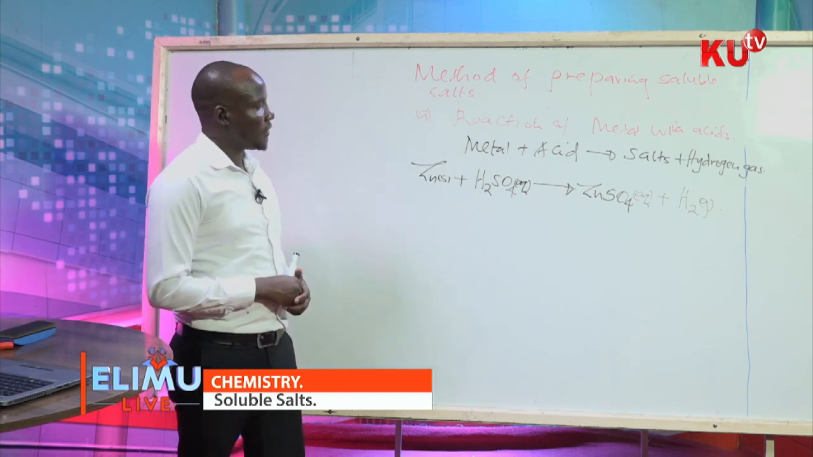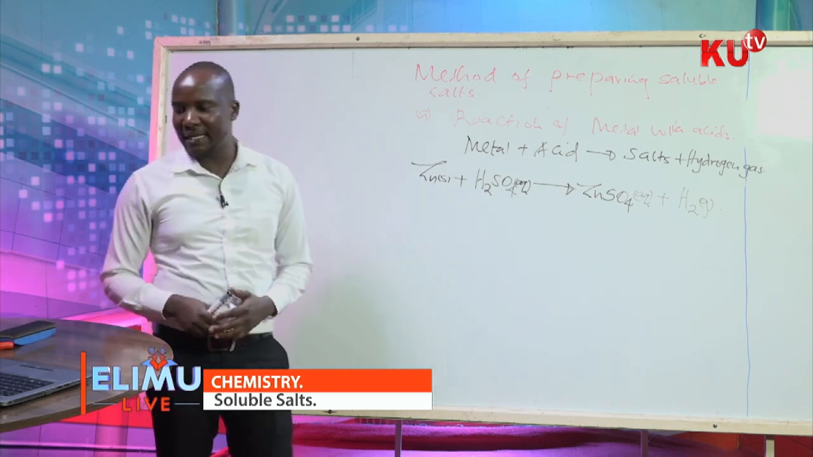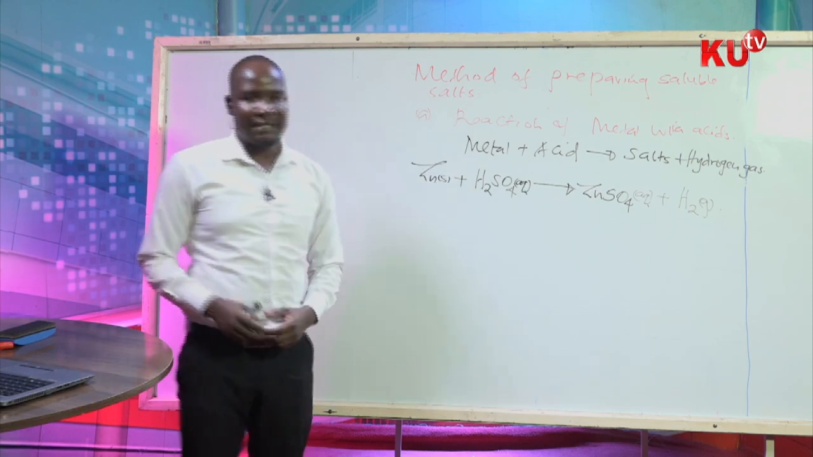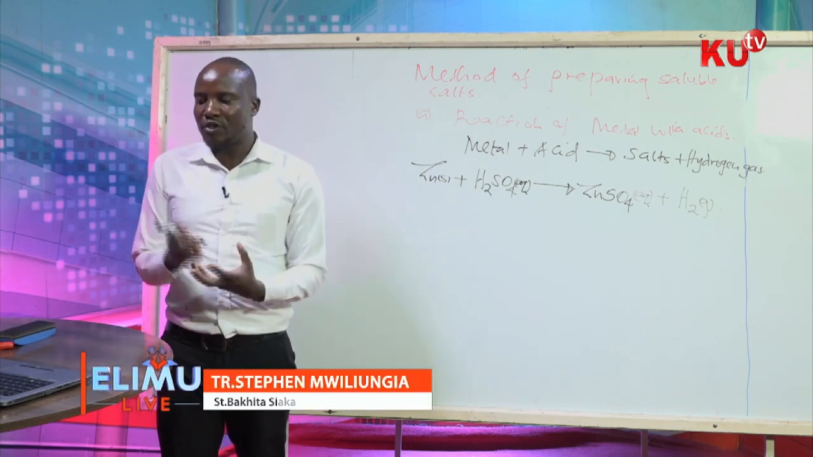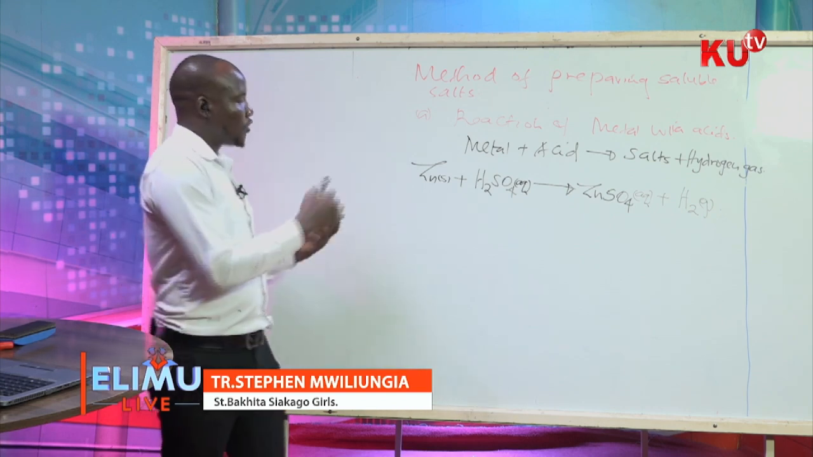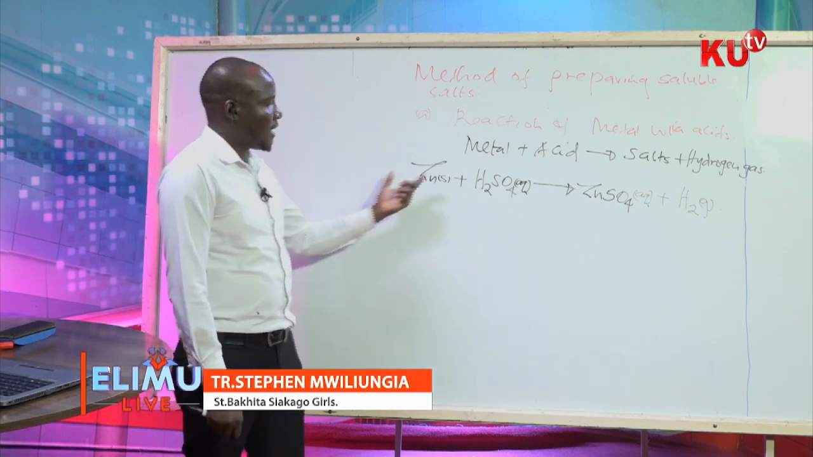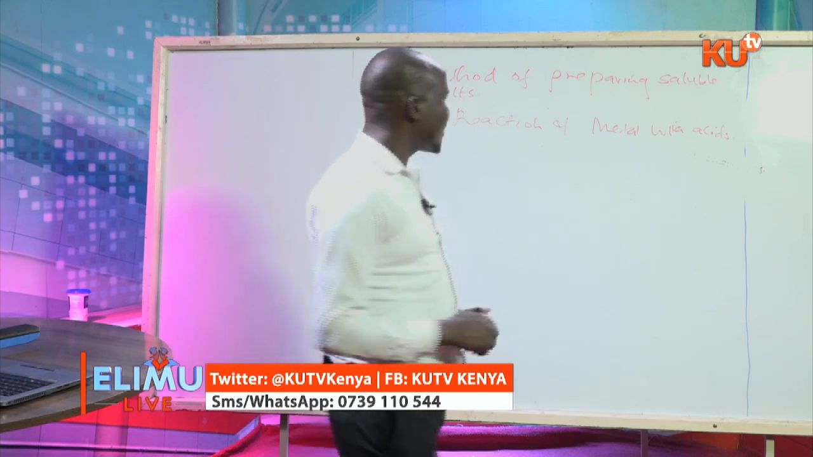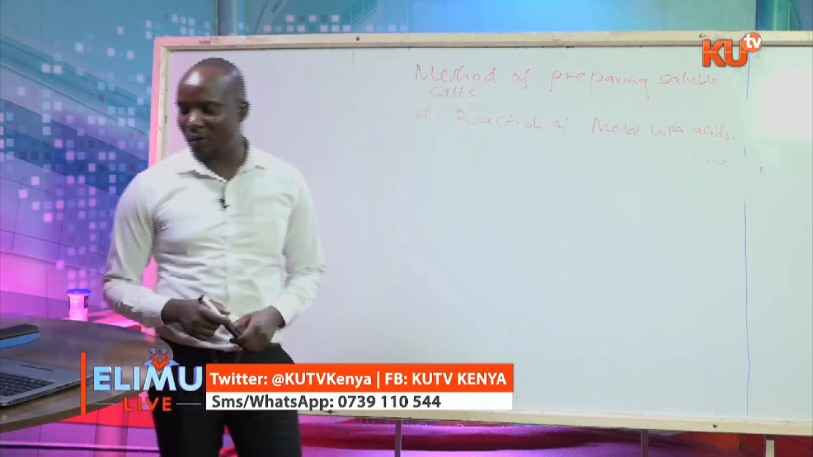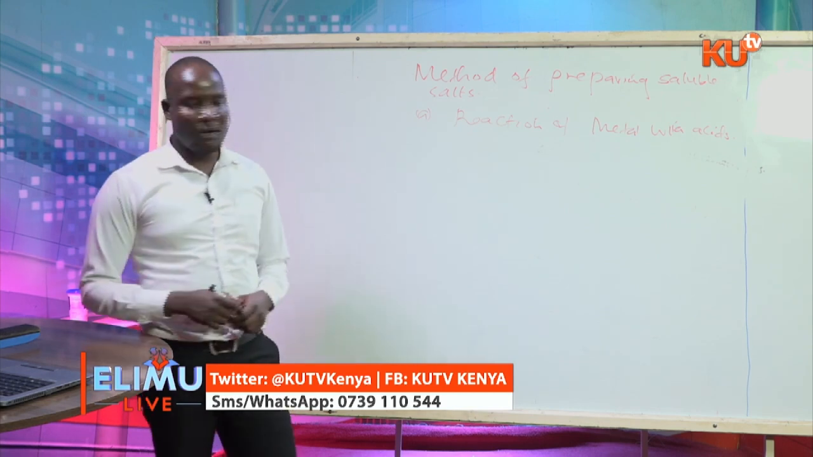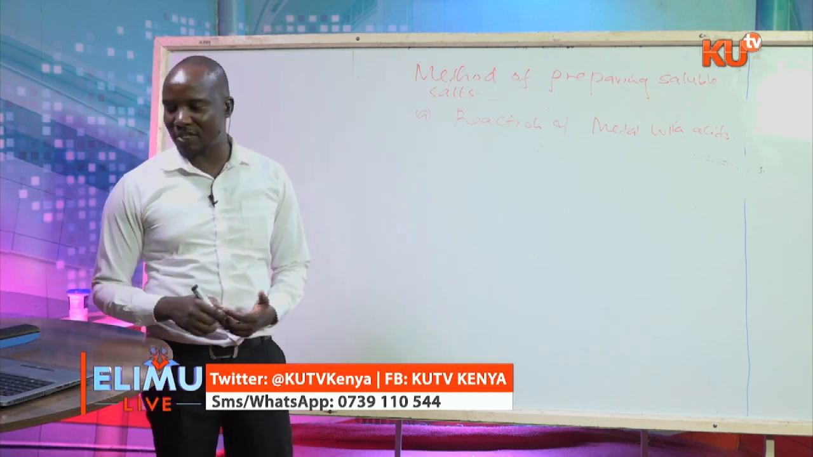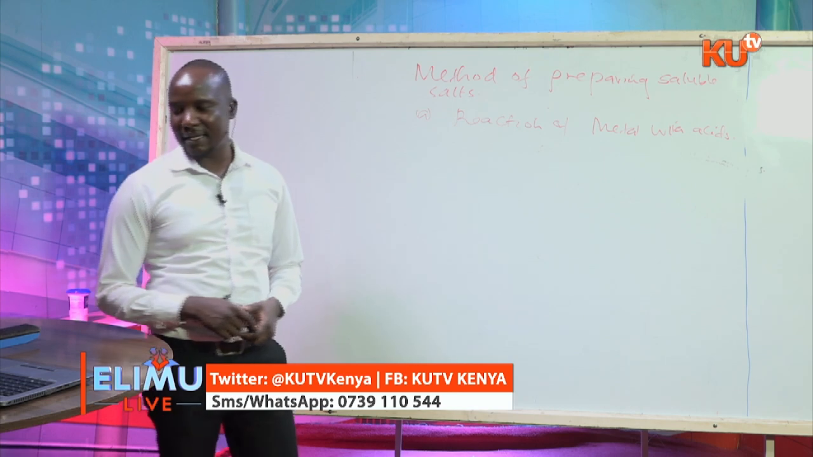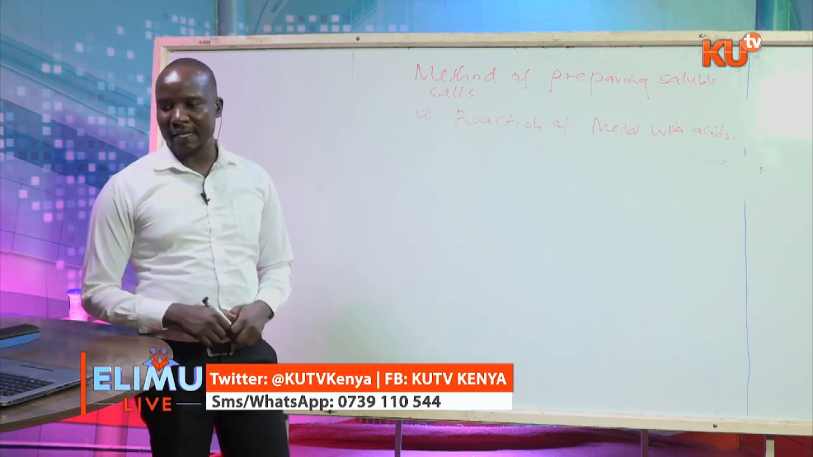Another point, a very important one to note: you added zinc in excess. You added zinc to the sulfuric acid to form a solution. That solution that will be formed when you add zinc and sulfuric acid is a saturated solution. We are learning about the reaction of metals with acid. That is one method of preparing a soluble salt. Now we have written an equation for the reaction between zinc, a metal, and dilute sulfuric acid.